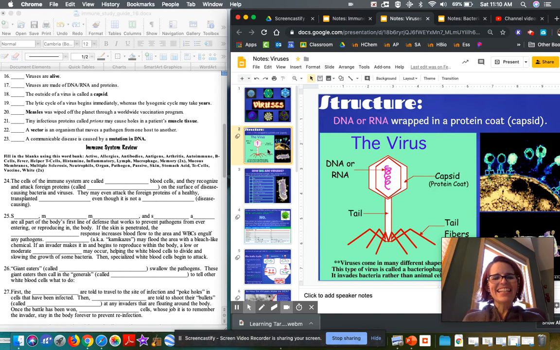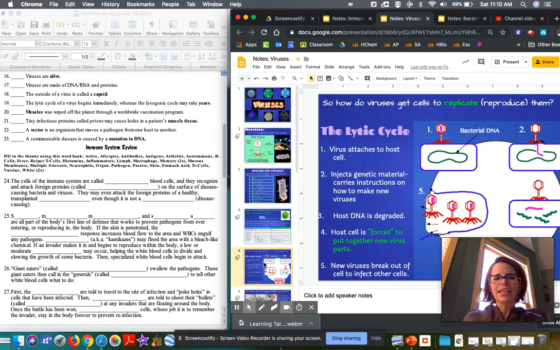Number 19, the lytic cycle of a virus begins immediately, whereas the lysogenic cycle may take years. That is true. This is the lytic cycle where the virus injects its DNA. The DNA says, build more viruses, and then your cell builds 10,000 viruses in one cell, and the cell bursts open. That happens in a matter of, I don't know, 24 hours. It would depend on the virus.